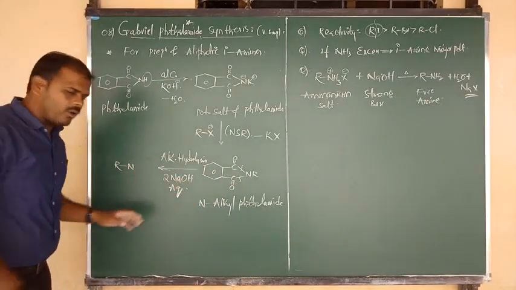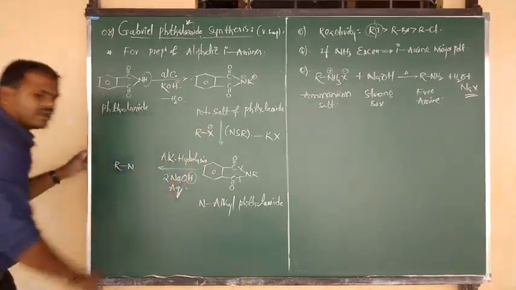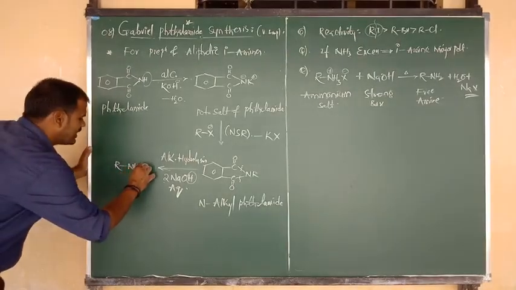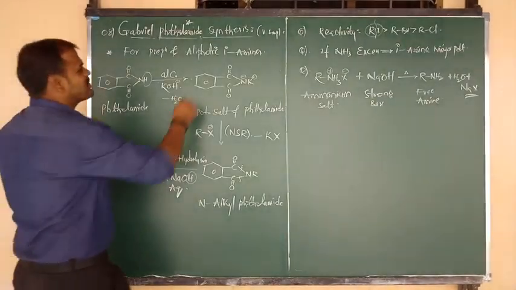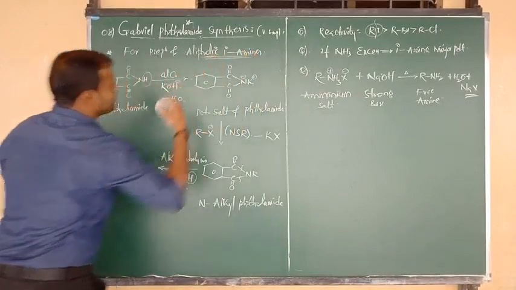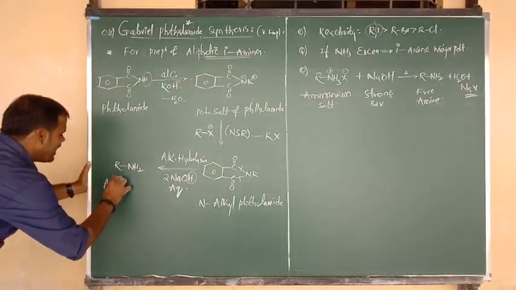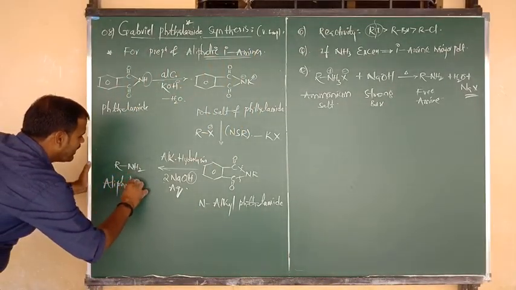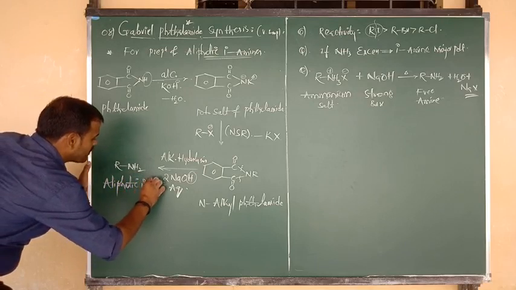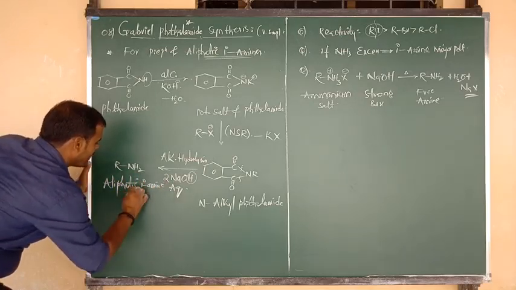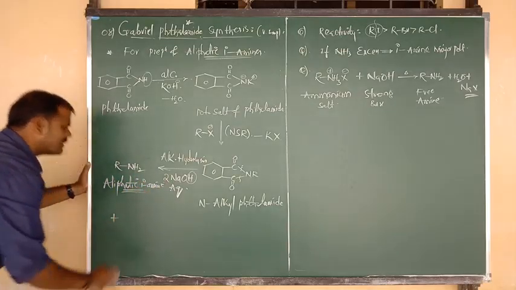In 2 moles of NaOH, 2 hydrogen atoms are there. So we can write here NH2. This is your product. The name of this product is nothing but what, beta? Yes, aliphatic primary amines. What is your product here? Aliphatic primary amine is the product. Sir, what will be the byproduct?